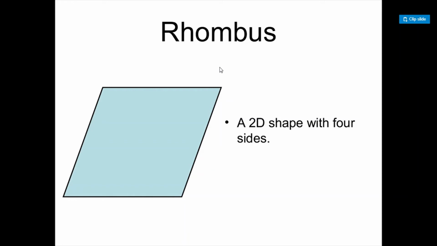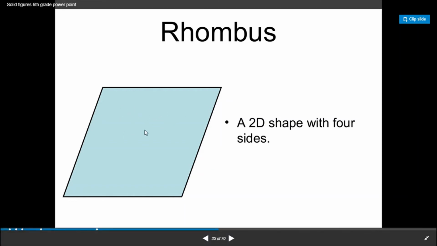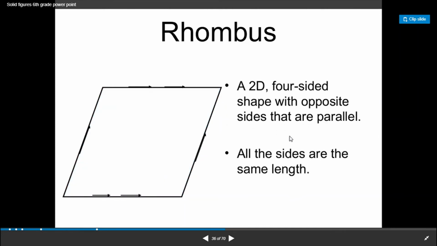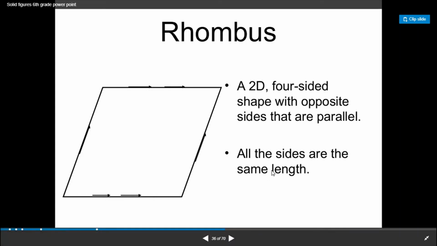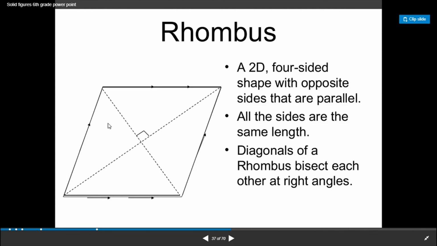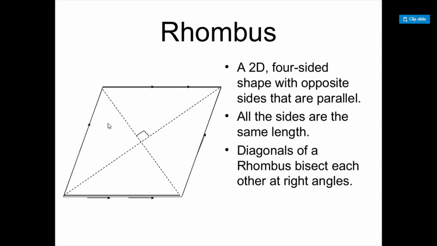A rhombus is this one. A rhombus is a 2D shape with 4 sides. Okay, so a rhombus, all of its sides are equal in length. So the length of the sides of the rhombus are all equal. A rhombus is a 2D 4-sided shape with opposite sides that are parallel. All of the sides are the same length.